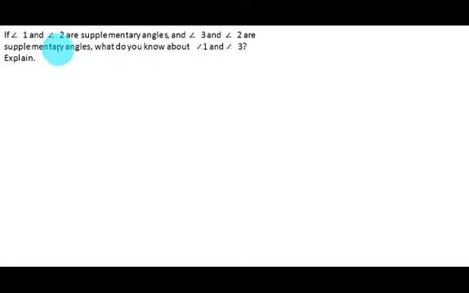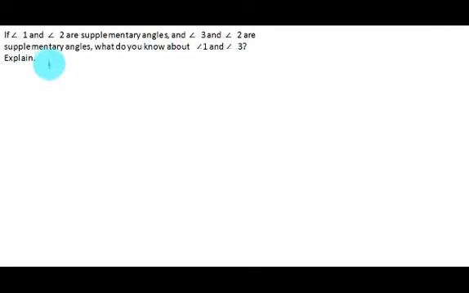Okay guys, we've got a word problem here, and word problems can be tough, so it might look tricky, but let's see what we can find here. If angle 1 and angle 2 are supplementary angles, and angle 3 and angle 2 are supplementary angles, what do we know about angle 1 and angle 3? Alright, we need to explain our answer.